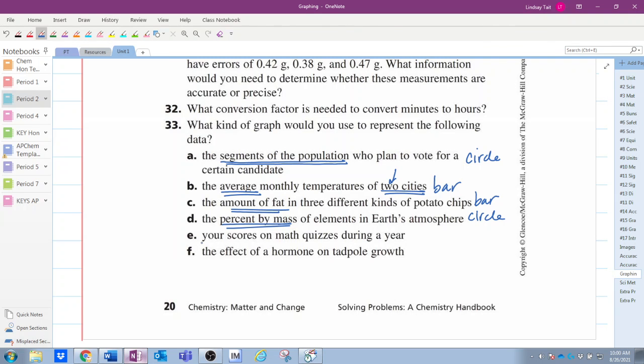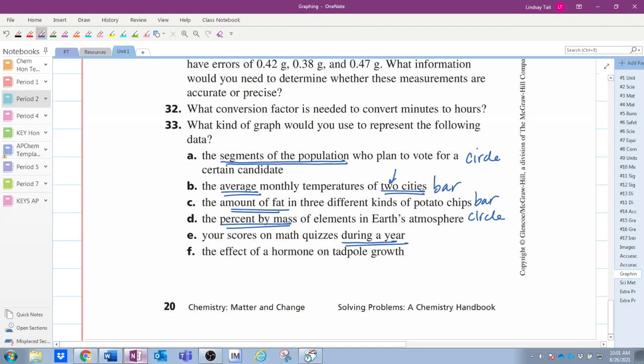All right, letter E, your scores on math quizzes during a year. What do you think, Sophia? Line. I hear line. What made you think line? Because scores on especially quizzes are a lot more often. But what part of that statement made you pick line? During a year. Over time.